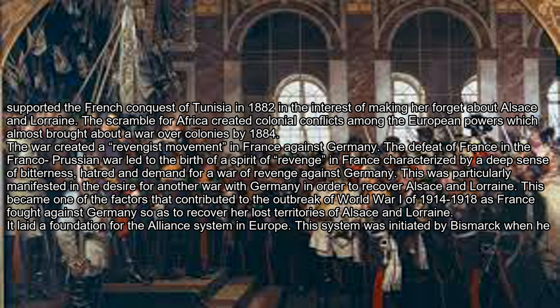The war created a revanchist movement in France against Germany. The defeat of France in the Franco-Prussian War led to the birth of a spirit of revenge in France characterized by a deep sense of bitterness, hatred, and demand for a war of revenge against Germany. This was particularly manifested in the desire for another war with Germany in order to recover Alsace and Lorraine. This became one of the factors that contributed to the outbreak of World War I of 1914–1918 as France fought against Germany so as to recover her lost territories of Alsace and Lorraine.